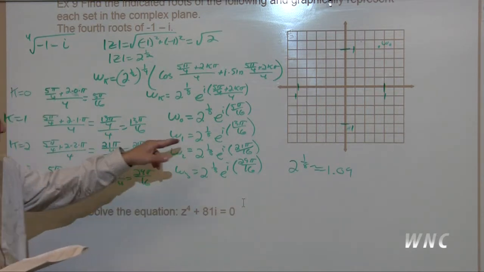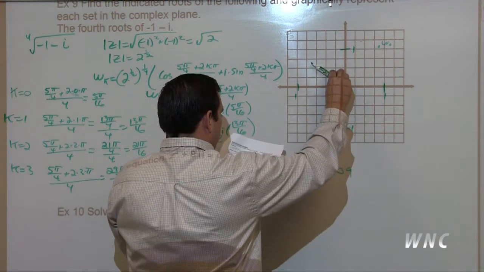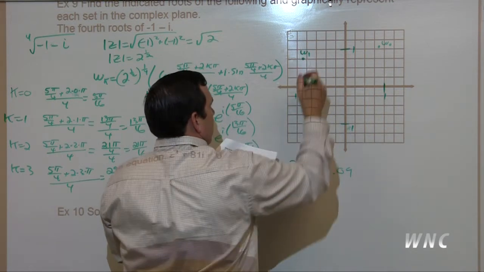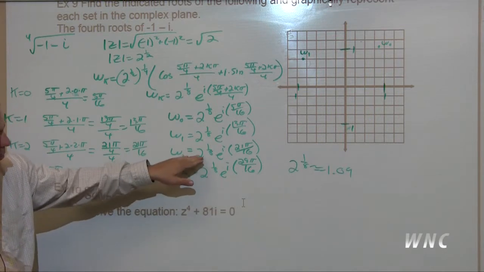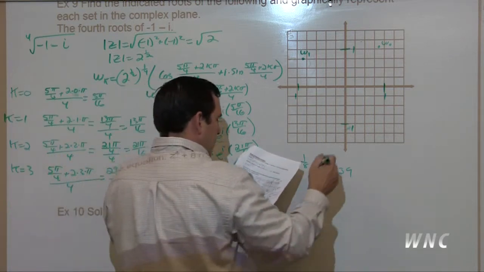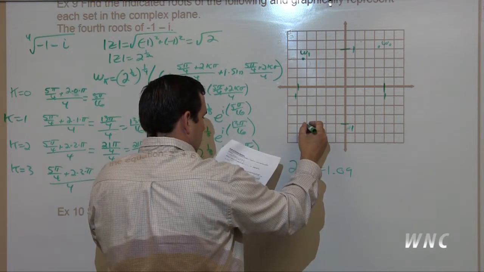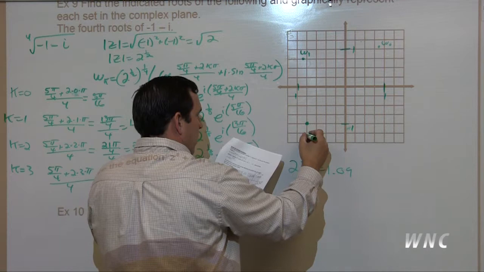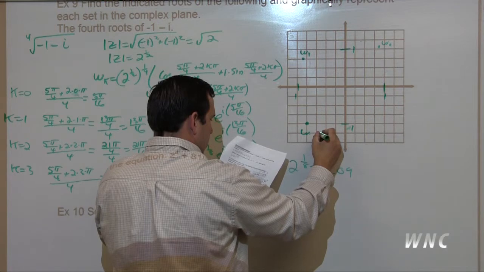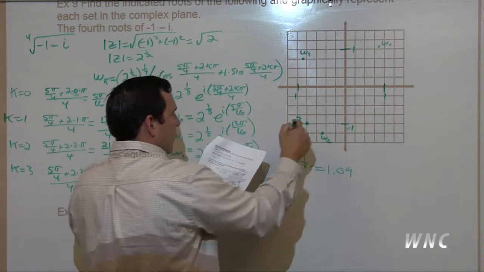W sub 1 is 2 to the 1/8 e to the i, 13 pi over 16. So 13 pi over 16 comes out to be a little over here. W2 is 2 to the 1/8 again, e to the i 21 pi over 16. So looking down here, this is an approximation. It's right down here. That's W2. This is our original Z right there.